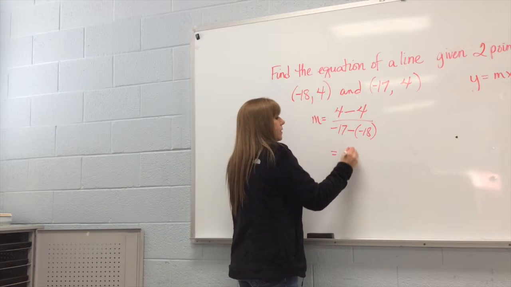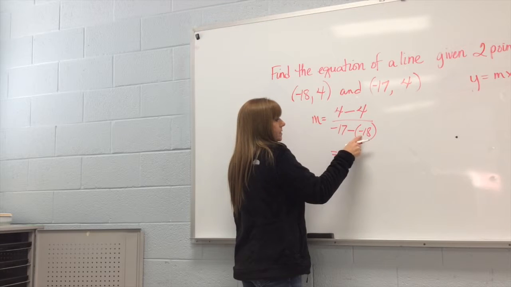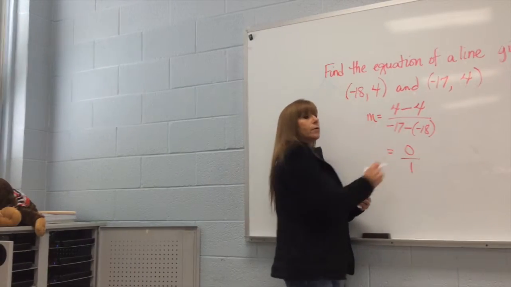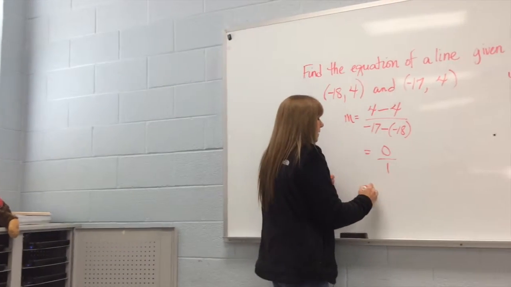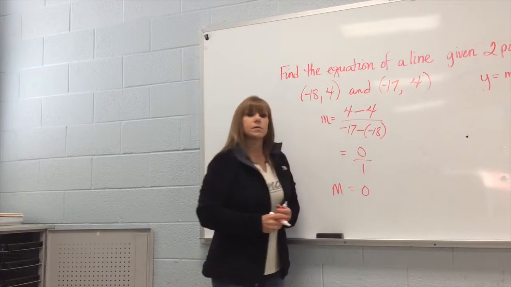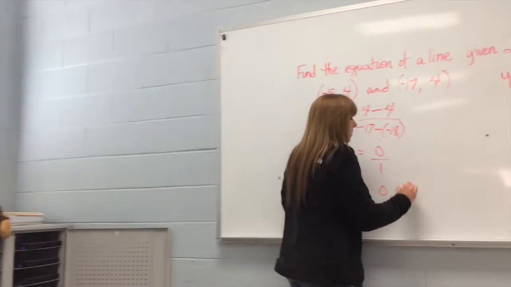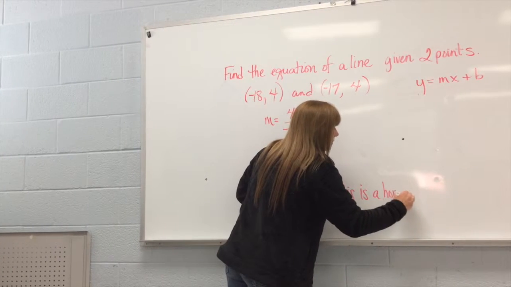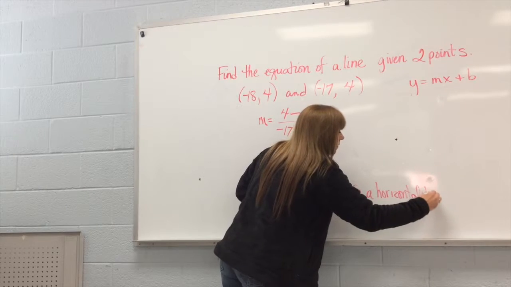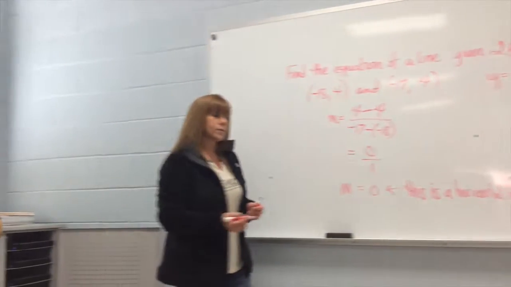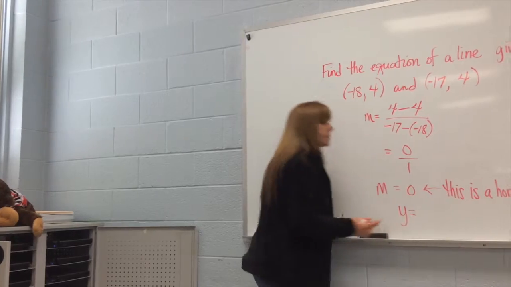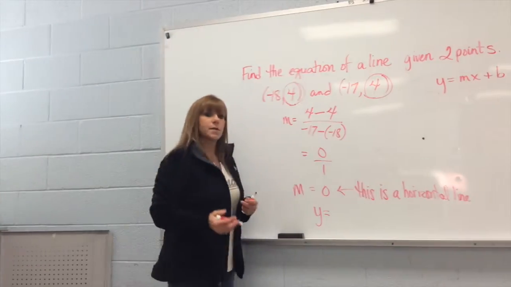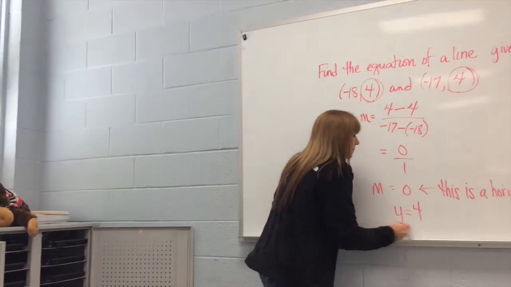4 minus 4 is 0. Negative 17 minus a negative 18 is negative 17 plus 18, which is 1. Because the 0 is on the top, 0 divided by anything is 0. My slope is 0. That tells me this is a horizontal line. All horizontal lines come in the form of y equals something. I look at my y values, and that tells me exactly what my equation is.